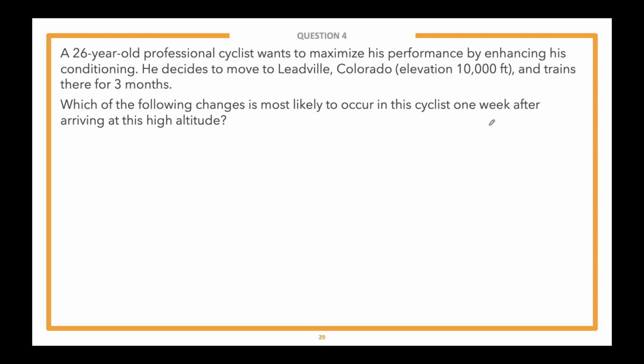All right, I see the responses coming in, so let's go ahead and take a look at that vignette. A 26-year-old professional cyclist wants to maximize his performance by enhancing his condition. He decides to move to Leadville, Colorado, elevation 10,000 feet, and trains there for 3 months. Which of the following changes is most likely to occur in this cyclist 1 week after arriving at this high altitude?